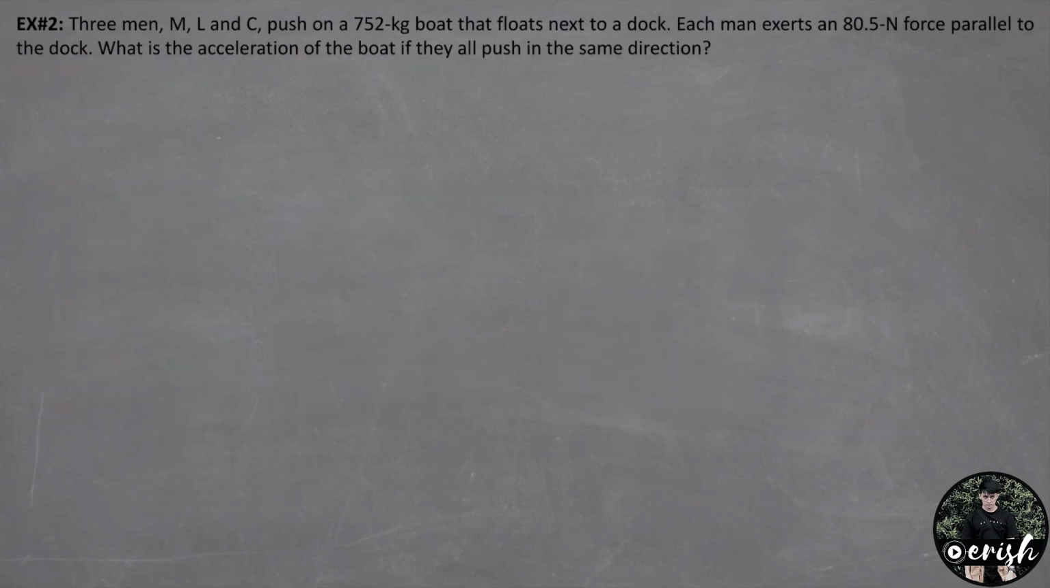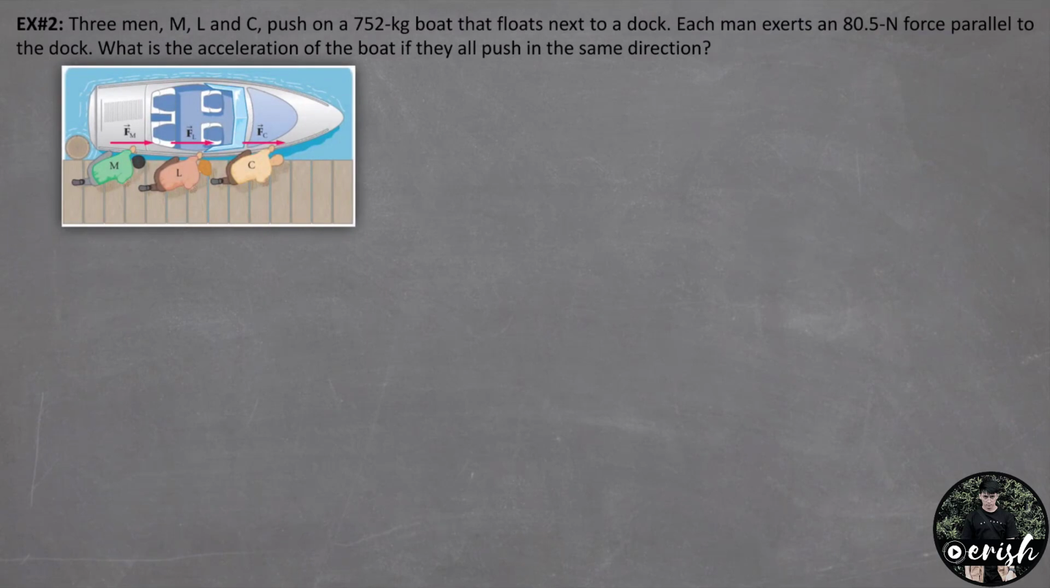3 men, M, L, and C, push on a 752 kg boat that floats next to a dock. Each man exerts an 80.5 Newton force parallel to the dock. What is the acceleration of the boat if they all push in the same direction? So, in the figure, nakasketch na yung 3 relevant forces acting on the boat. We have force M, force L, and force C na nasa isang direction lang. Notice that we have chosen the positive x direction to the right in the direction that all 3 push. Therefore, lahat ng tatlong forces na yun have a positive x component.